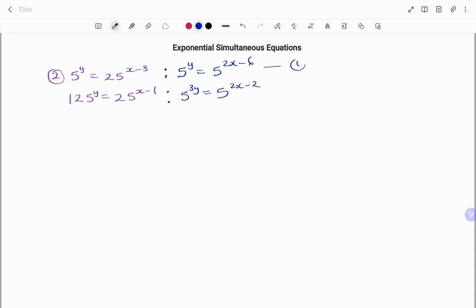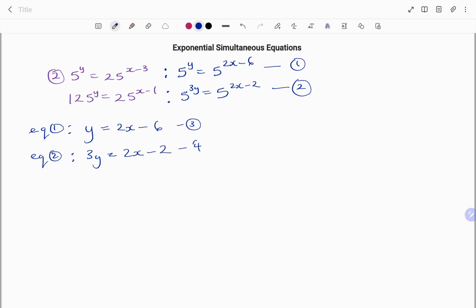I'm going to call that my first equation, and my second equation. Therefore, because they have the same base, I'm going to equate the powers to get my new set of equations. So from my equation 1, I'm going to have y equals 2x minus 6. That will be my third equation. And for my equation 2, I'm going to have 3y equals 2x minus 2. That will be my fourth equation.